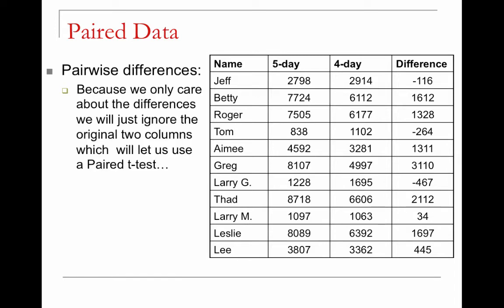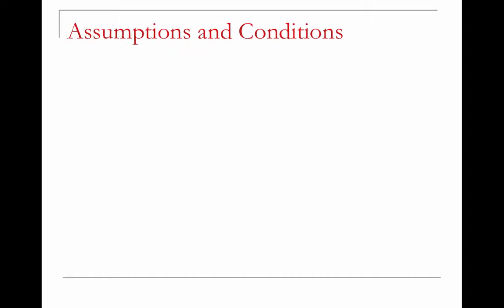Because we only care about the differences, we just end up ignoring the first two columns. We no longer care about the 5-day and the 4-day. We now only care about this last column right here. Because we're only interested in the one column, that means that we actually will be able to do a paired t-test, which is performed in the exact same way as a one-sample t-test, because we are only dealing with one column of data. However, that test is called a one-sample t-test for means of the pairwise differences. Or you can really just call it a paired t-test and then run it like a one-sample t-test.